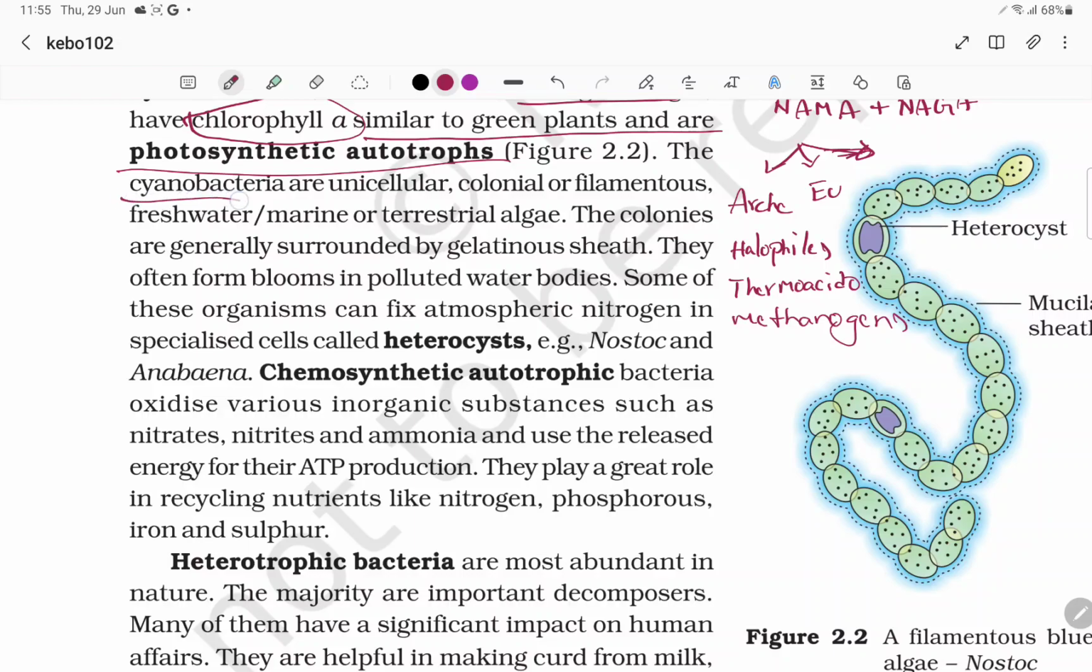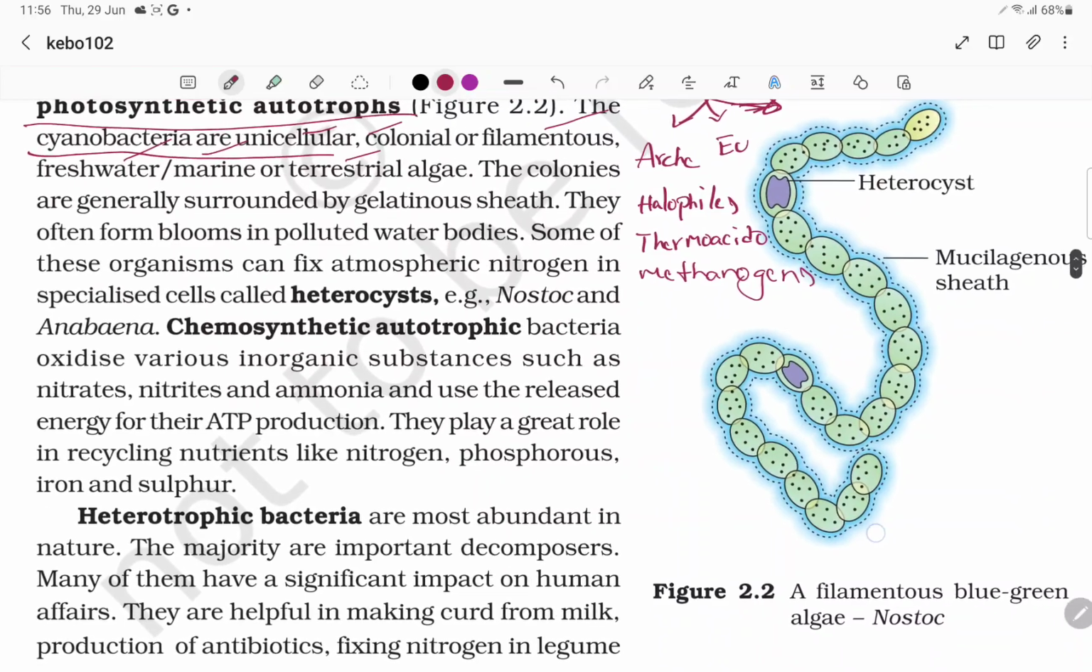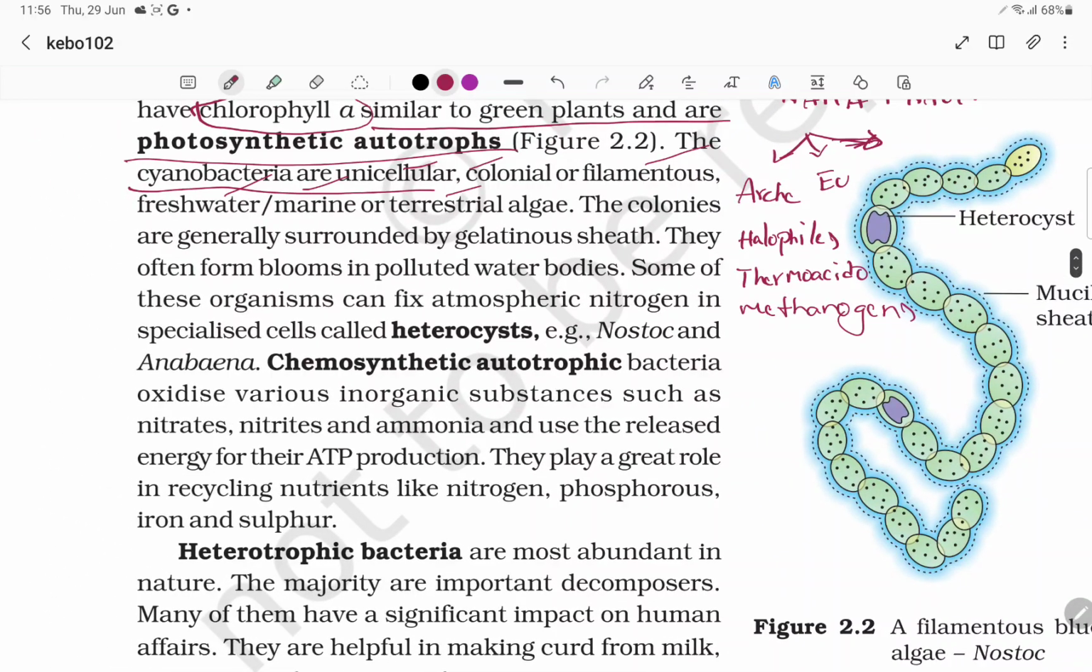The cyanobacteria are unicellular, colonial. We have very different categories. They are unicellular, or live as colonies, or filamentous. Freshwater, marine, terrestrial, all categories we have. The colonies are generally surrounded by a gelatinous sheet. Here you can see Nostoc blue-green algae, which is surrounded by a gelatinous sheet.